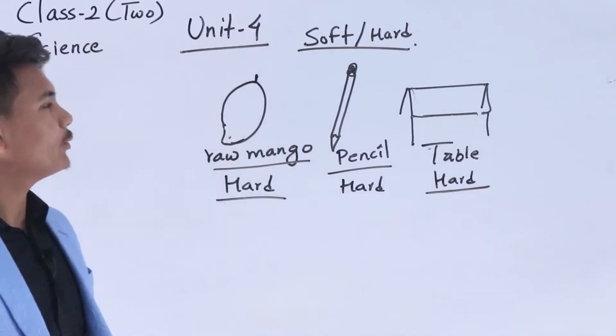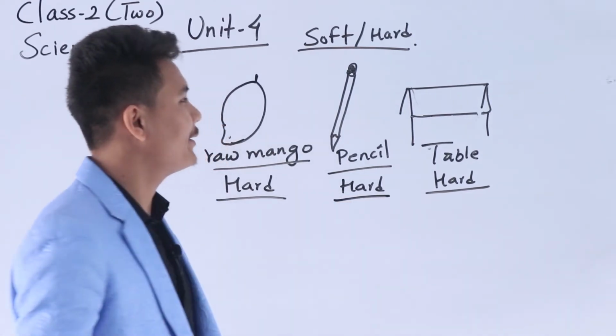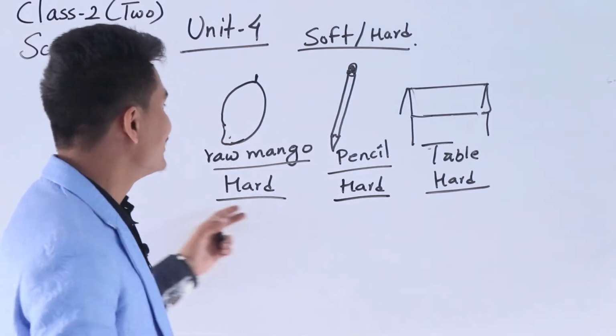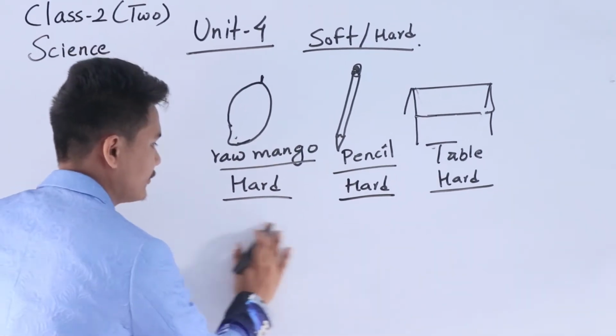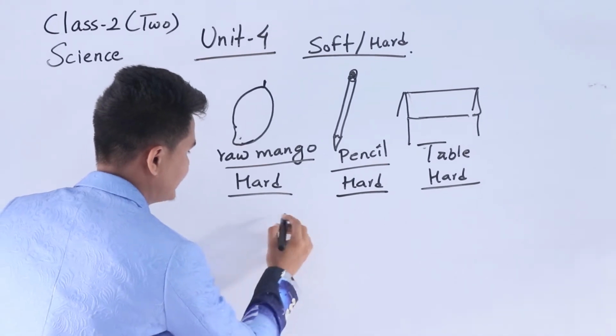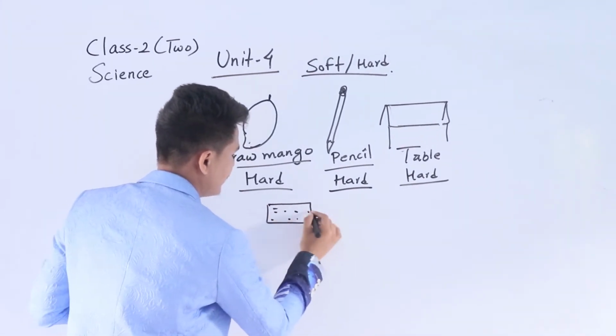And you will ask me, what is the soft object? That's a good question. I am making you some confusion. So soft materials, you can easily write. I will provide you soft. Soft is foam. This is foam.